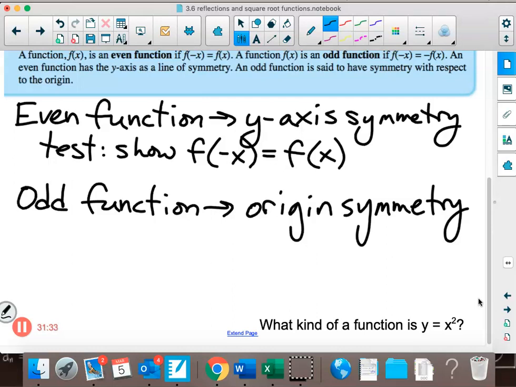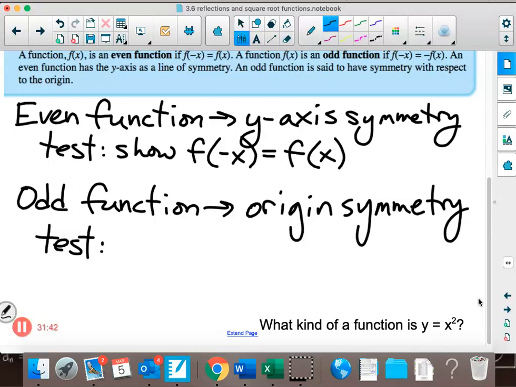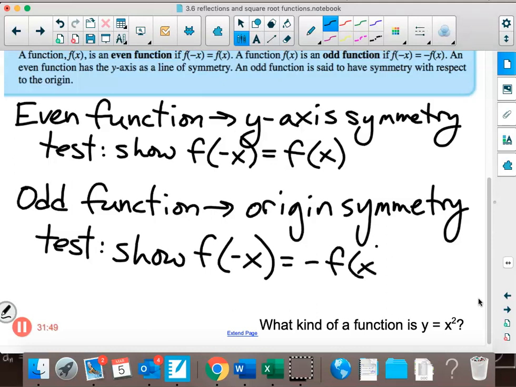All right, so how do we test for an odd function? We have to, write the word show. We have to show that f of negative x equals negative f of x.